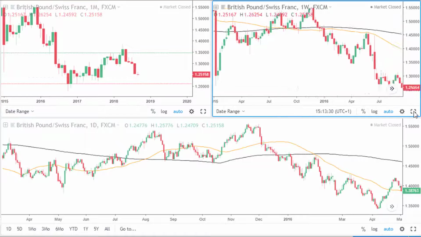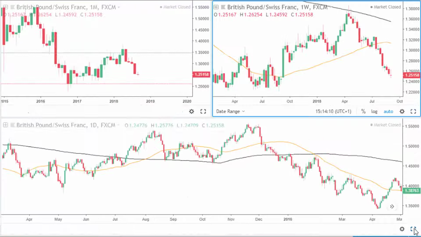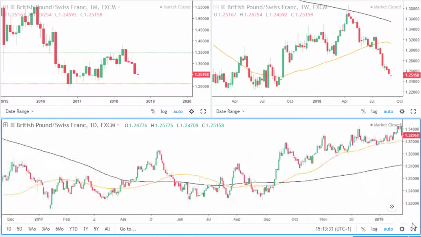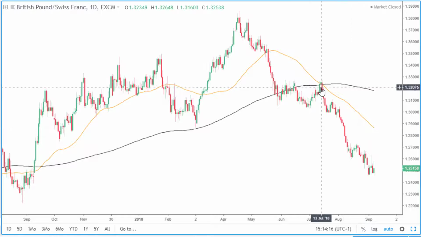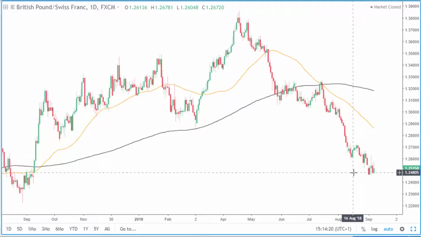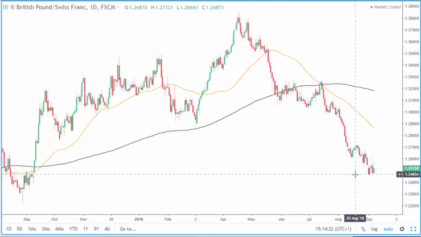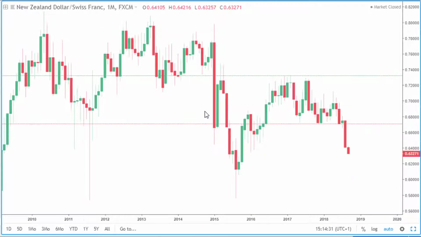Weekly time frame, price is below the 50 and 200 simple moving averages, and daily time frame, price is below both the 50 and 200 moving averages, and as you can see, lower highs and lower lows on the daily time frame. So weakness, we just need to confirm a continuation to the downside by a breakdown of this low here. Next pair is the New Zealand dollar Swiss franc.